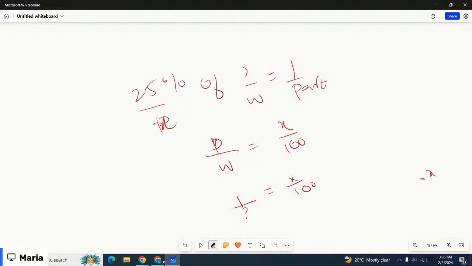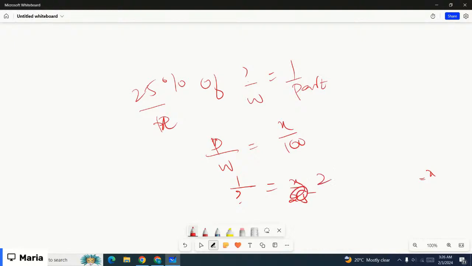Hold on. Okay, yes, you are not given the whole. You need to find it, right? The percentage you are given is 25. Here you have 25%. So hold on, let me just write it down again. Okay, so part is 1, whole number you need to find, and that is x divided by 25, right?